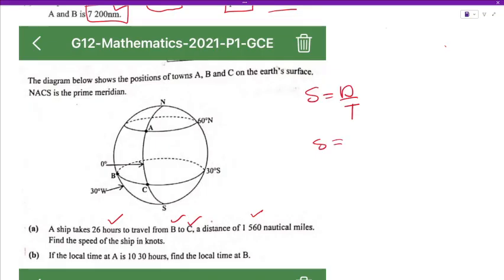Speed will be equal to, what is the distance? They said a distance of 1,560. So I'll put 1560 over what is the time? A ship takes how many hours? 26 hours. So that is my time. Then I'll simply divide. You see how simple these things are. Again, there we have some big values. What can we use to reduce those values?